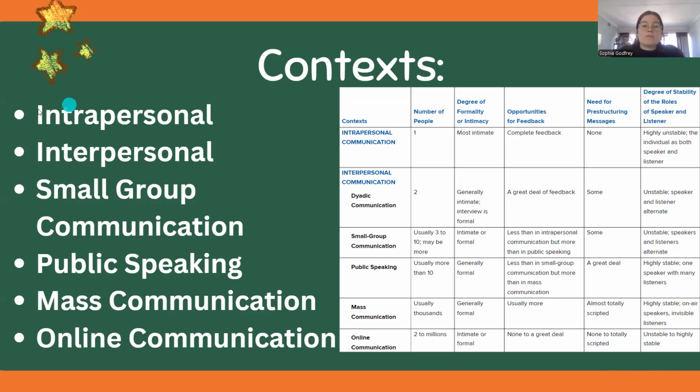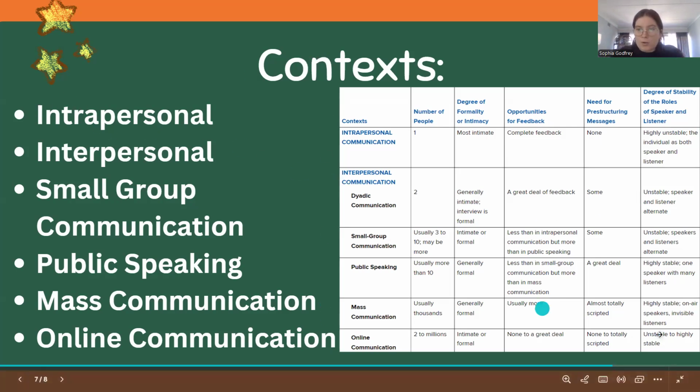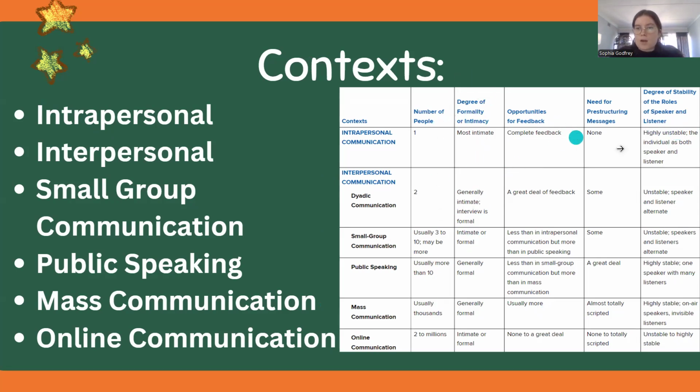So first we have interpersonal, and here's a good little graph that shows the difference between them, what it means, opportunities, etc. But first is intrapersonal. This is literally you and you alone. This is you and your thoughts. Intrapersonal, think intra, inside, one person. Then we get to interpersonal, which is two people speaking, feedback, communicating back and forth. So just two people.